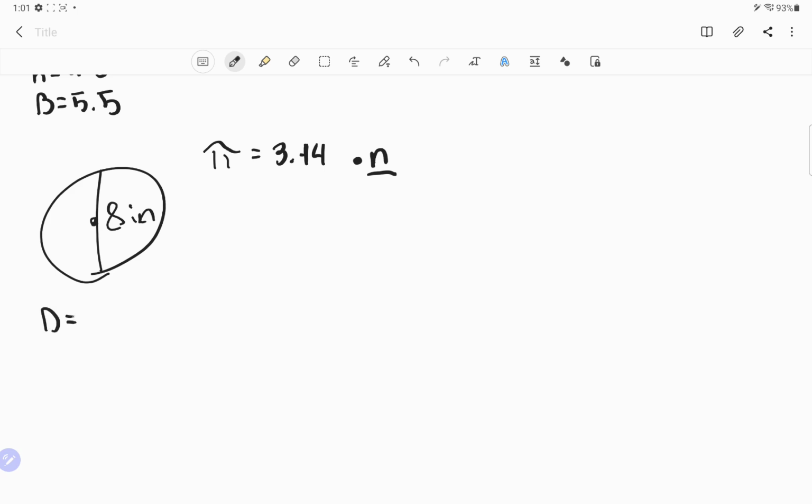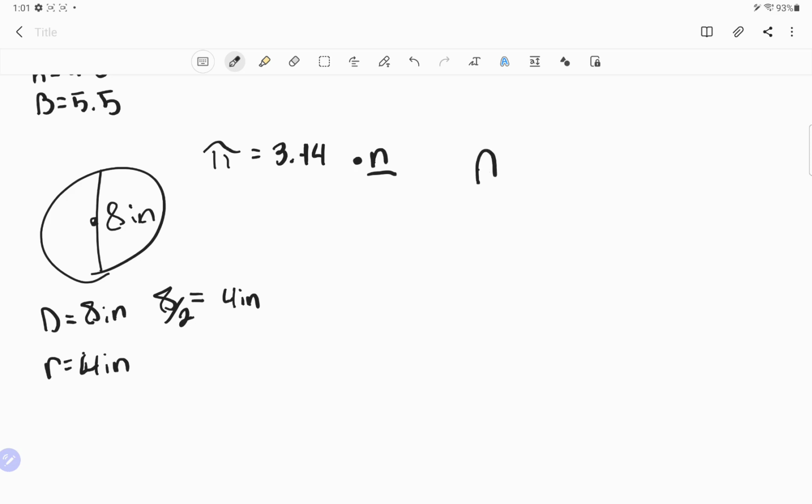That's all I need to know. I know they gave me the diameter, so the diameter is going to be 8 inches. I'm going to have to divide that by 2, which is going to give me 4 inches as my radius. Now that I have 4 inches as my radius, I can plug into the formula.